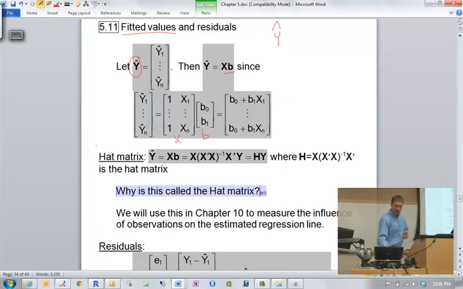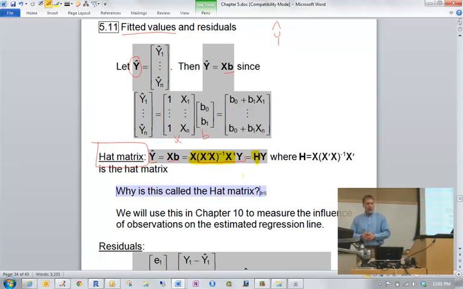Then that leads us to a particular matrix that's going to play a very important role for us. We'll use it some in the next few weeks, but it will be very important, especially in Chapter 10. This is what's called a hat matrix. Y-hat is equal to X times b. Well, let's write out what b is: (X prime X) inverse X prime Y. And just focus in on the X part. How about we call that H? That's what we define as the hat matrix.